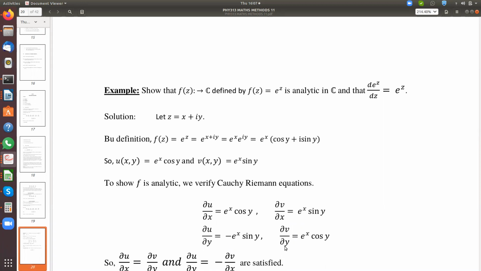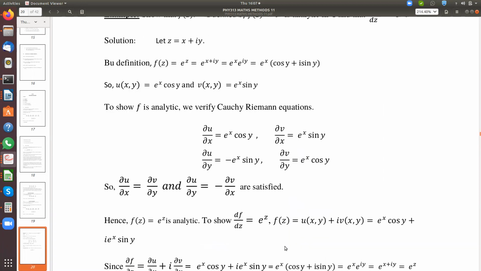Now, if you use this expression to check if this satisfies the Cauchy-Riemann equation, we are told that if you have the derivative of this and this, if they are equal, they obey the Cauchy-Riemann equation. Now, our u dx, which is this, then the v dy, which is this. We now see that this and this are equal. The u dy, which is minus e^x sin y, then the v dx, which is this. By the time you put the negative, you see that they satisfy this condition. Hence, f of z is analytic.